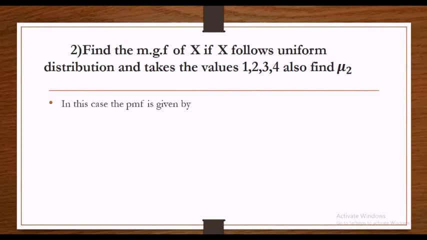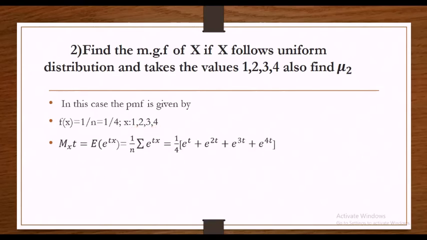In this case, the PMF is given, and f of x is equal to 1 by n, which is equal to 1 by 4, where x takes the values 1, 2, 3 and 4. Now you are asked to find M of t, right? So you know the general formula of M of t. What is the general formula? It is given as expectation of e raised to tx, which is equal to summation e raised to tx times 1 by n.